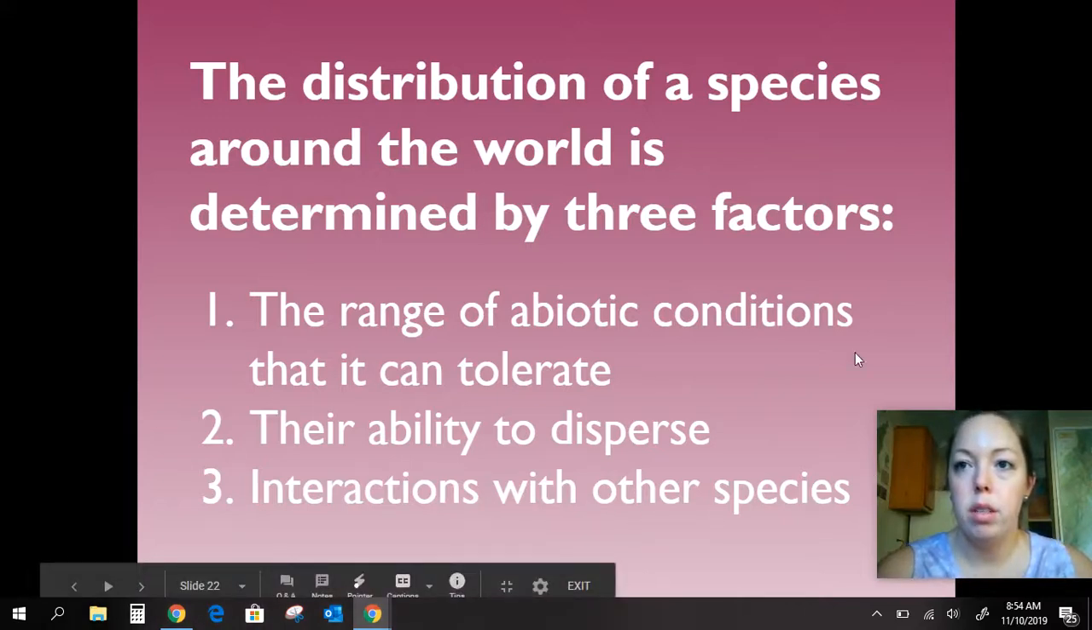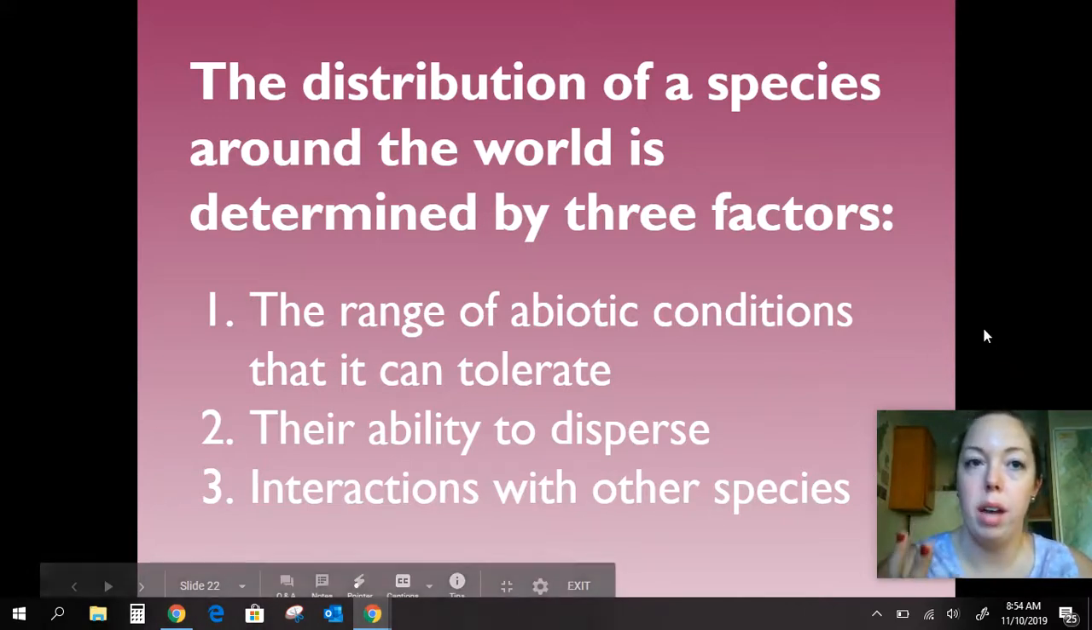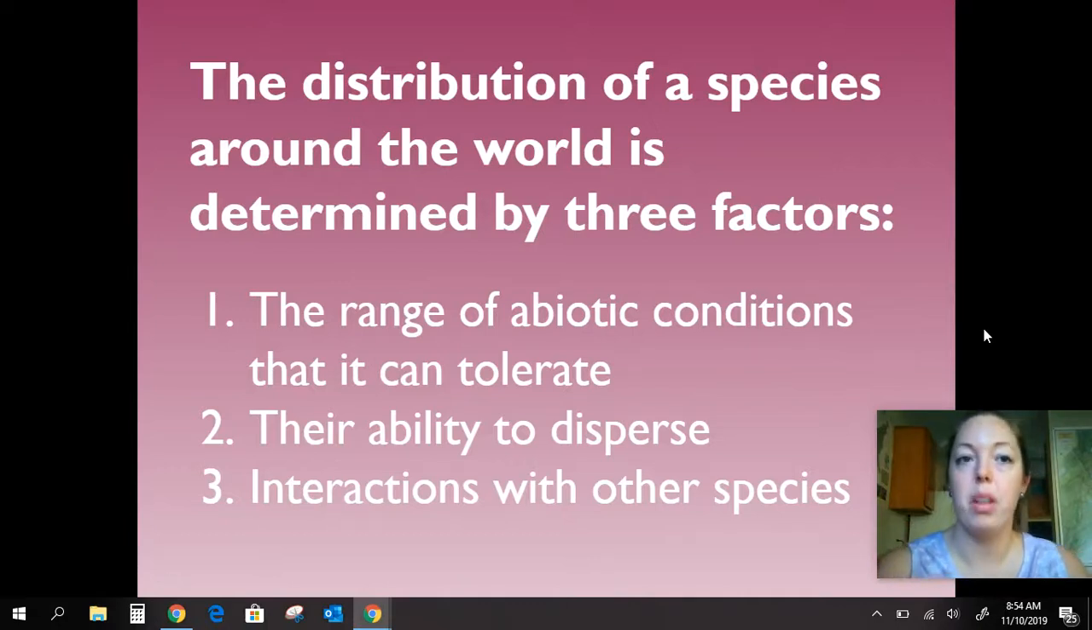The third factor in determining a species' distribution is their interaction with other species, which you can see right here. These interactions fall into 4 different categories that we're going to talk about in a second: competition, predation, mutualism, and then commensalism, okay? So it's the study of all these interactions that determines the survival of a species in a habitat. And we call that the science of community ecology. So that's what we're going to talk about.